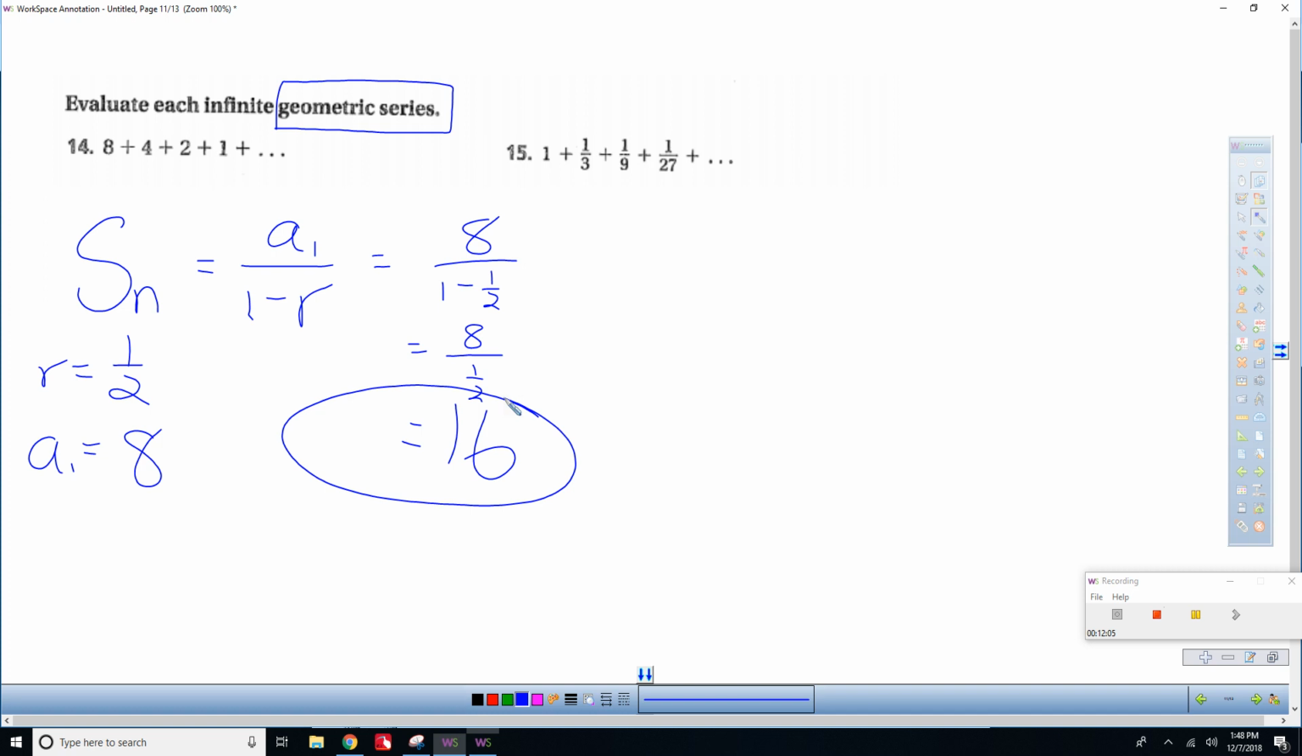If you add up all of them, you get 16. Enjoy the rest of it.